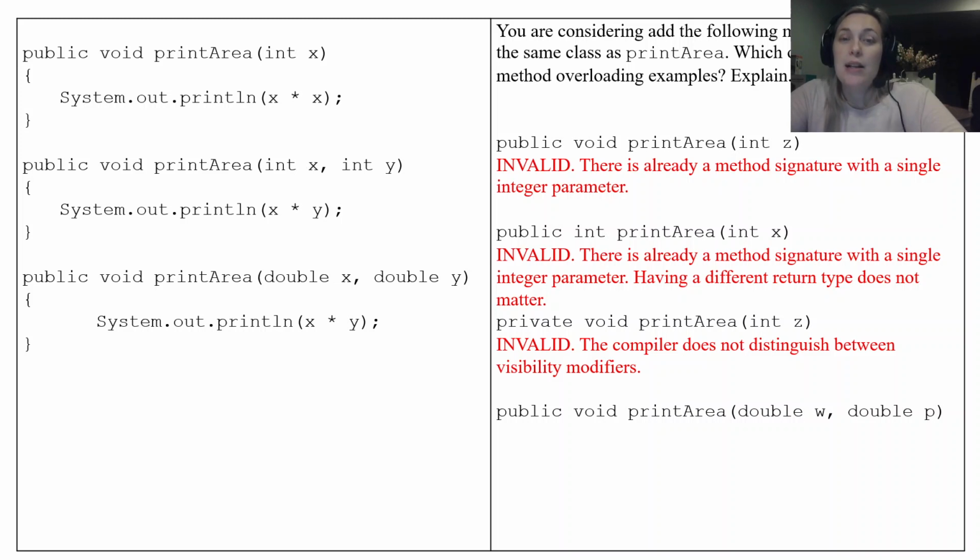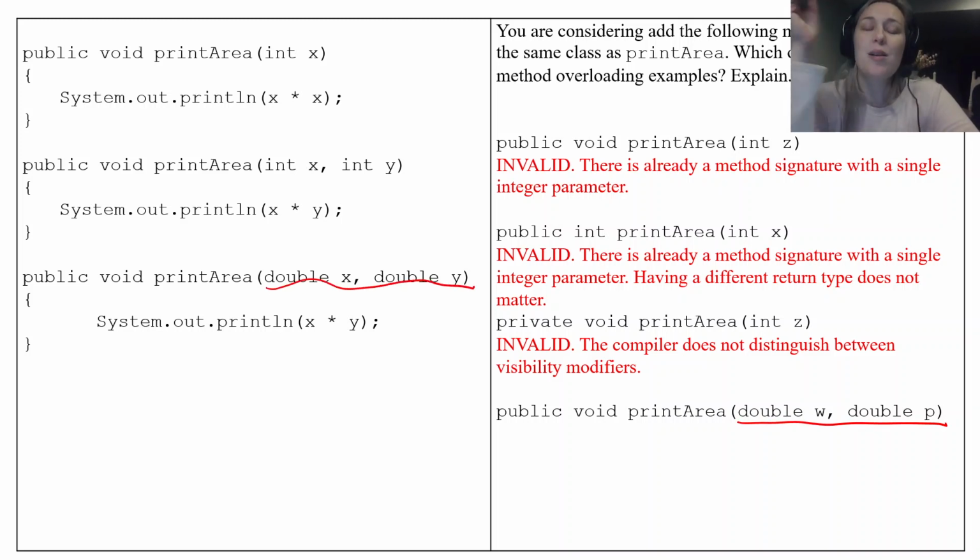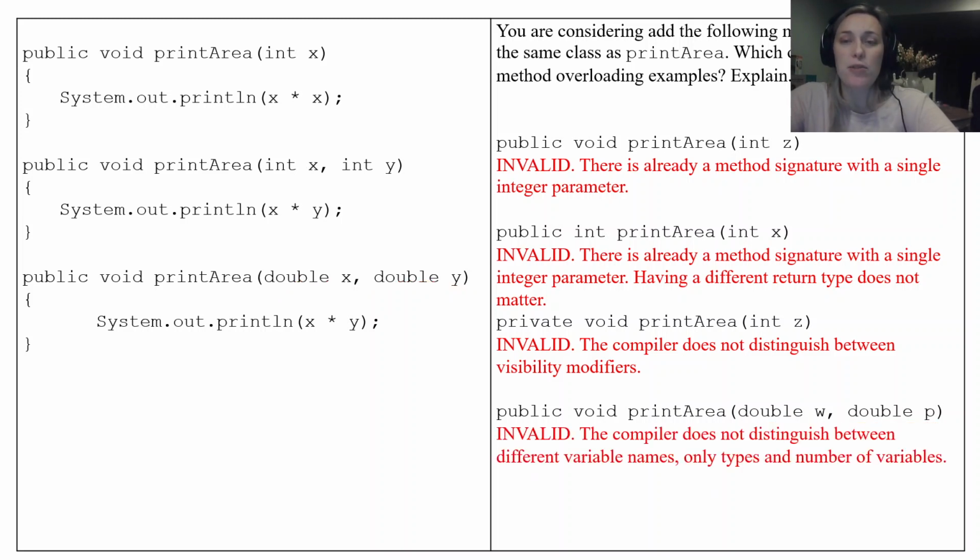Okay. What about the last one? Print area double w, double p. Okay, it has two doubles, but we already have a method with two doubles. This is invalid. Okay. Java does not distinguish between variable names, only types and number of variables. Okay. So all four of these would be invalid method overloading examples.